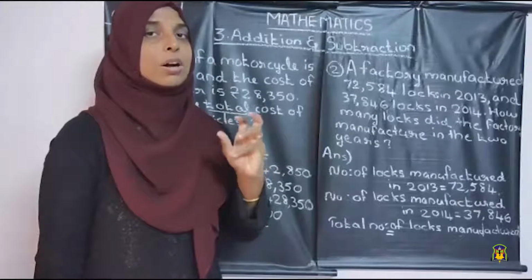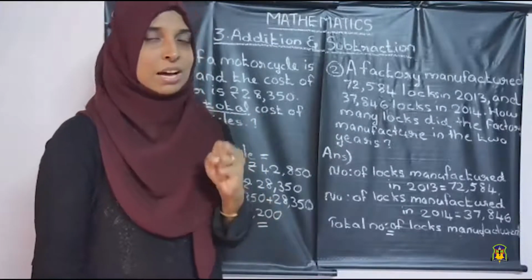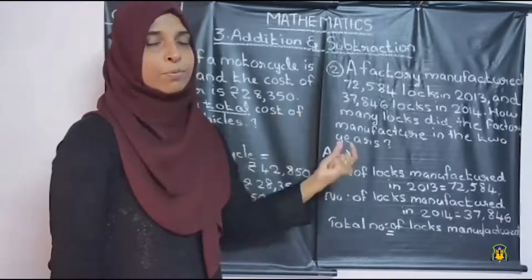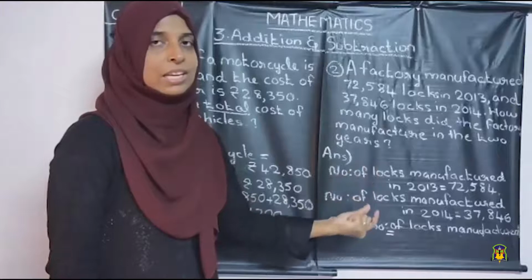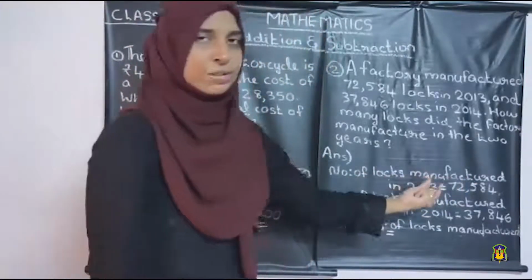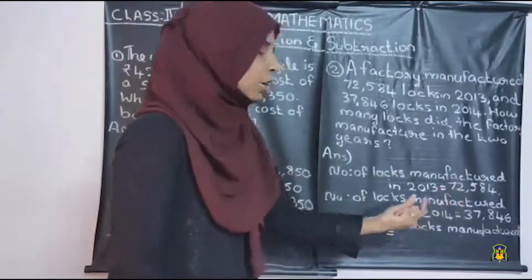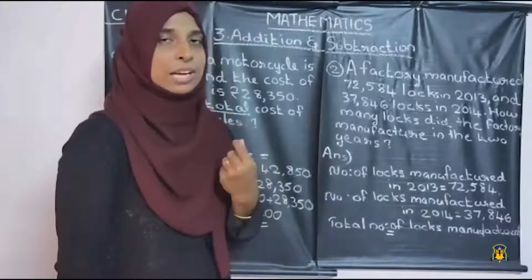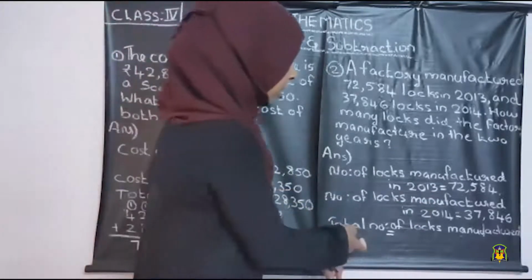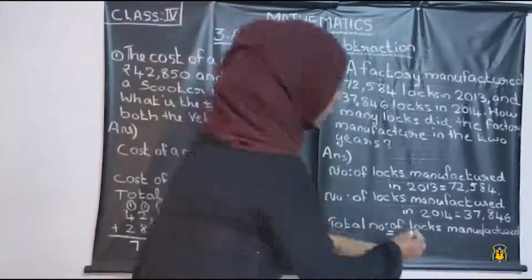That is the total number of locks manufactured in 2 years. What do we want to do? We want to add the number of locks manufactured in each year. That is number of locks manufactured in 2013 plus number of locks manufactured in 2014 to get the total number of locks. Okay children, so total number of locks manufactured is equal to how many?